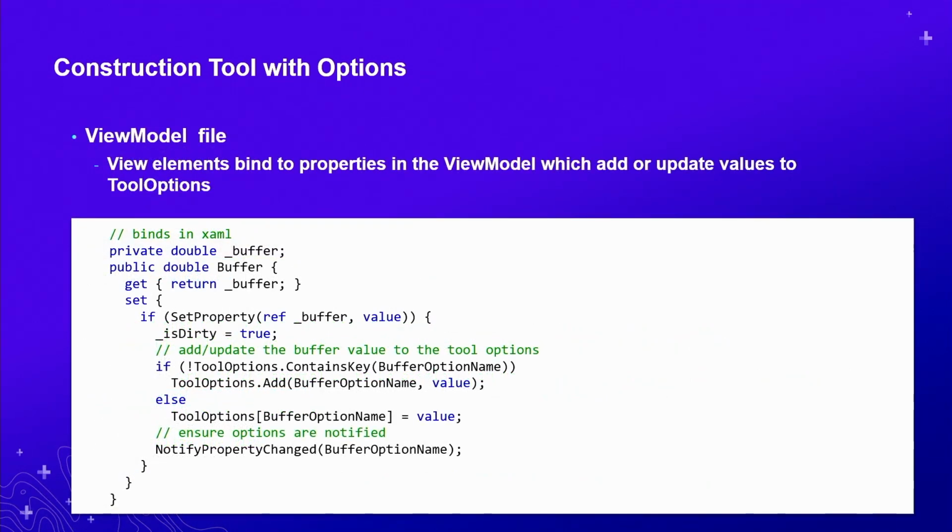In the view model itself, you would then bind the properties in the view model to keys, if you like, in the tool options itself, the collection, if you like. So here we just made an example of buffer in the UI, and we're allowing the user to set a buffer distance or a buffer value. And then here in the view model file, we're just setting their tool options, we're giving it a key name, and we're getting the value from a property which is bound to that UI.